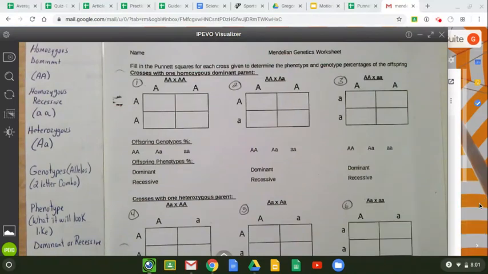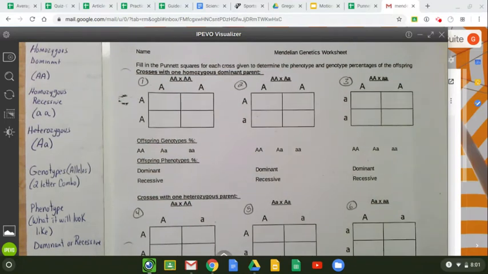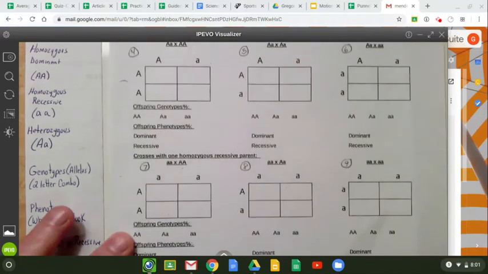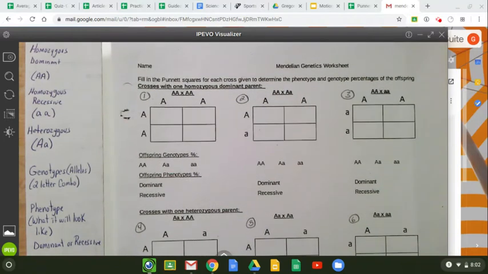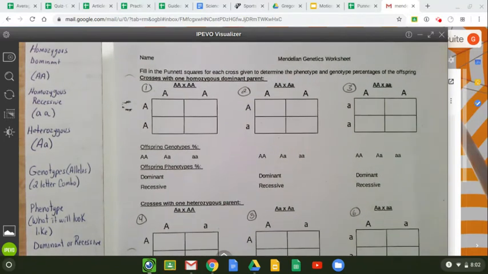Today I want to go over a few different Punnett Square crosses. We're going to go over 6 today to determine the outcomes of the genotype percentages and the phenotype percentages. So here in this worksheet, we have 9 different crosses, but we're only going to do 6 of them today. Okay, so what I want you to do is just kind of follow along, because at some point in the near future, you are going to be asked to create your own Punnett squares.